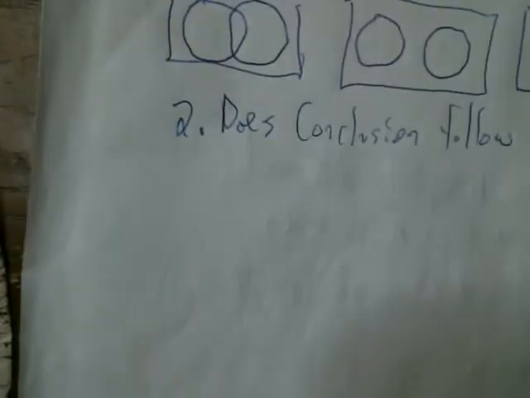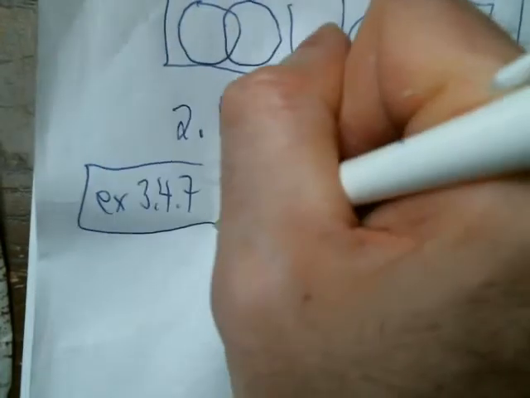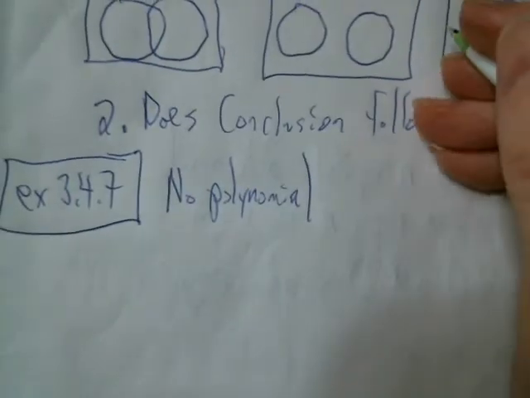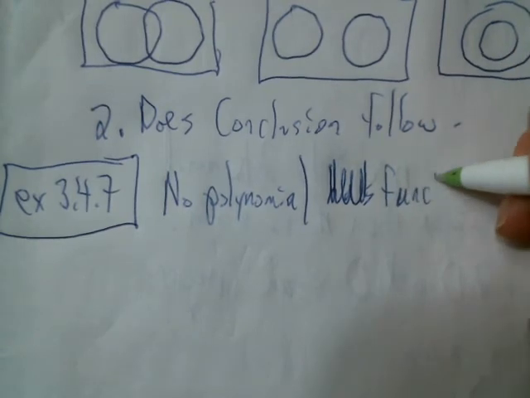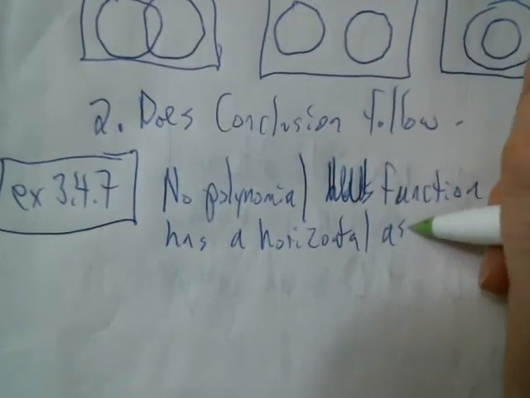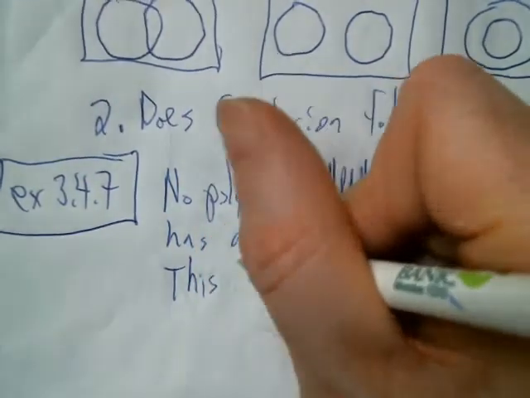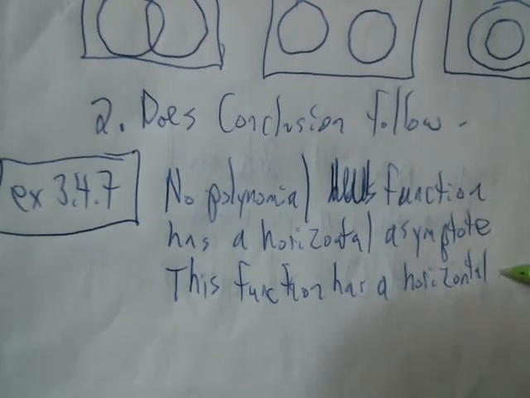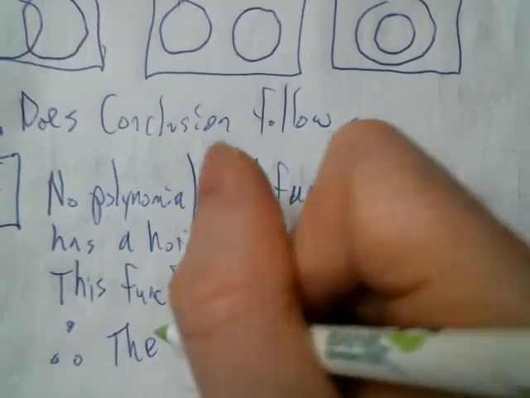Let's at least try one of these. This is example 3.4.7 in the book. The argument: no polynomial function has a horizontal asymptote. Let's make sure we get all the little details. That's our first statement. The second statement: this function has a horizontal asymptote. And then the conclusion: therefore, this function is not a polynomial.